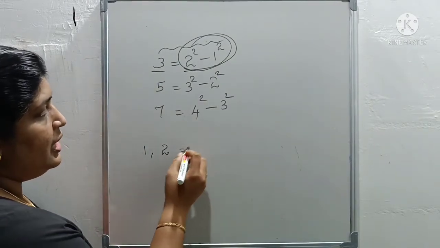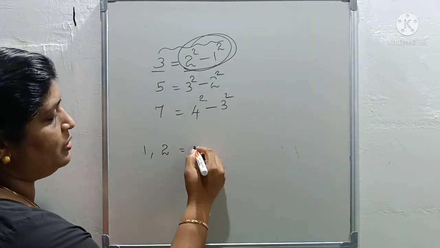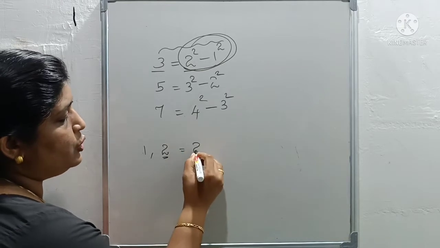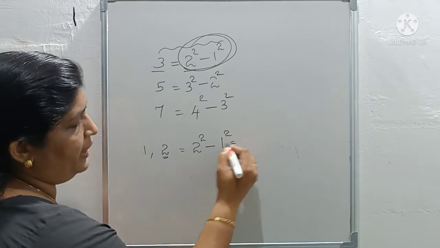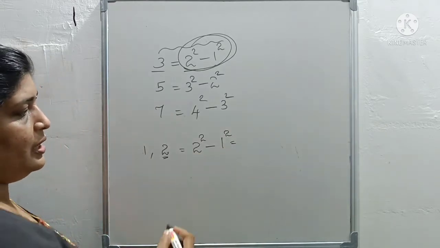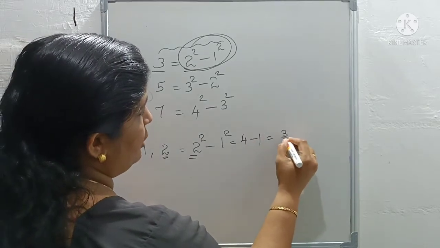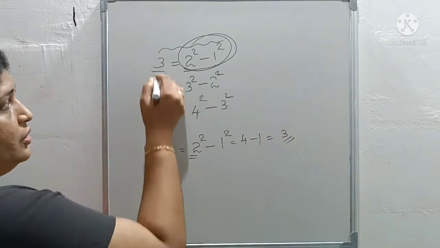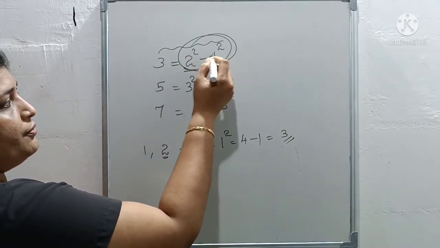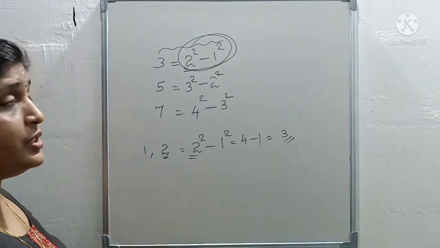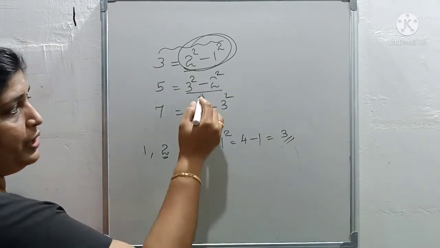What about the difference of their squares? The difference of their squares is 2 squared, as 2 is the bigger number, minus 1 squared. 2 squared minus 1 squared is 4 minus 1, which is equal to 3. So the difference of the squares of the first two natural numbers is equal to 3. Then consider the next two natural numbers.